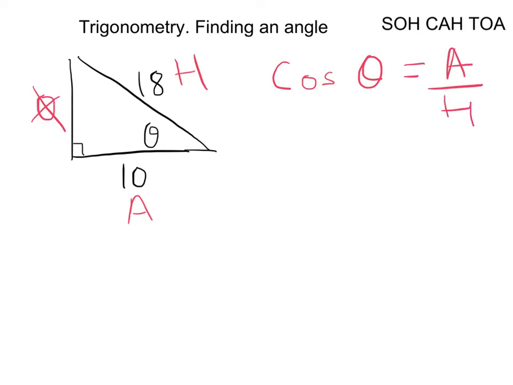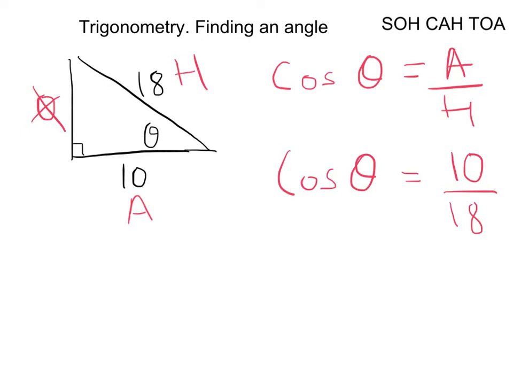Next thing we do is we substitute in the values that we have. We know that A is equal to 10, and we know that our hypotenuse is equal to 18. So cos of my angle is equal to 10 over 18.